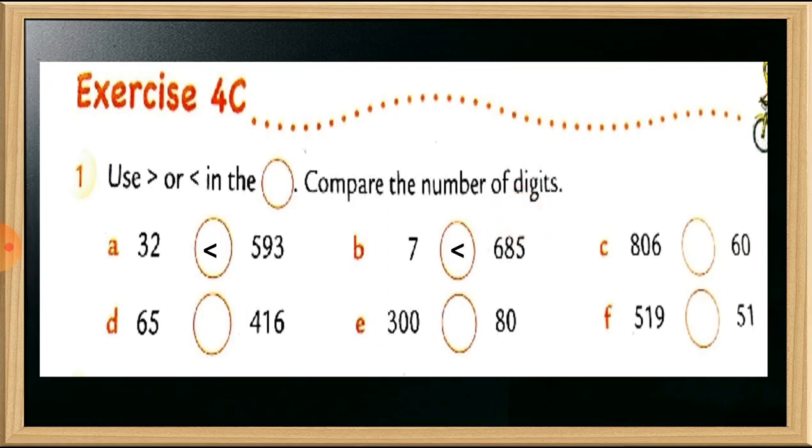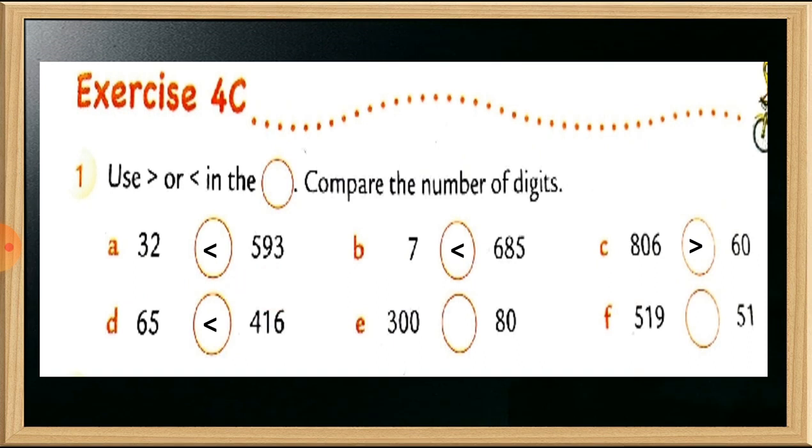So 685 is a big number. Number C, 806 and 60. So 806 is a big number, so we have to put this sign. Here number D, 65 and 416. So 416 is a big number.